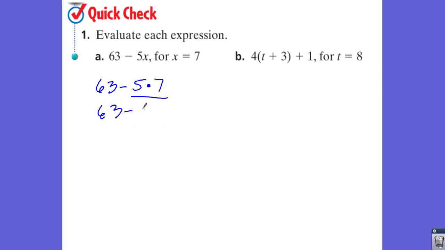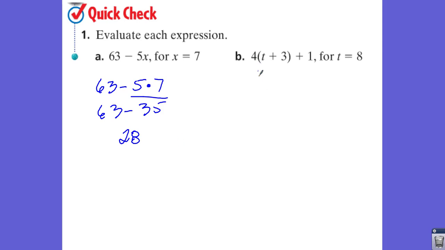So 63 minus 35. Now again, in this one, I'm going to do 63 take away 30, and then I'm going to take away 5. So 63 take away 30 gives me 33. And if I take away 5 more, I end up with 28.